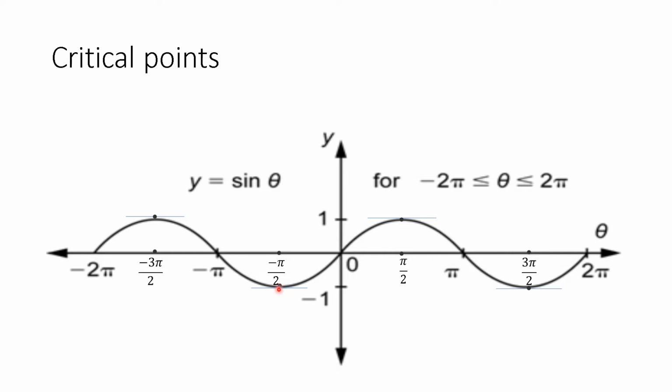See in this graph, from minus pi by 2 to plus pi by 2, the graph of the function is increasing, monotonically increasing. And at this point also, f dash of x is 0, therefore 0 is another critical point.